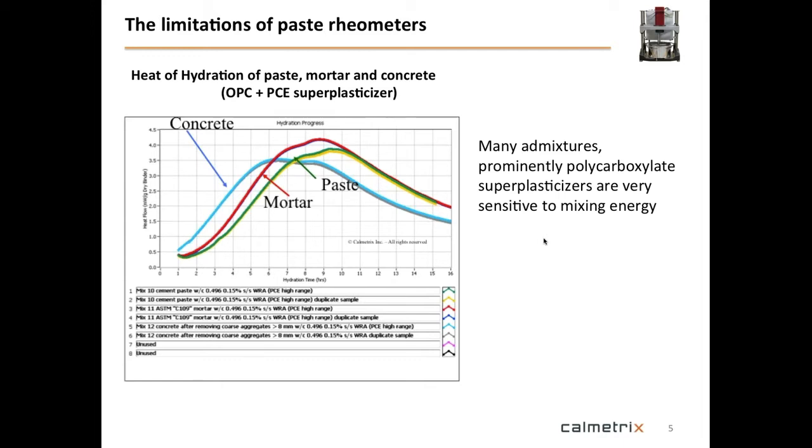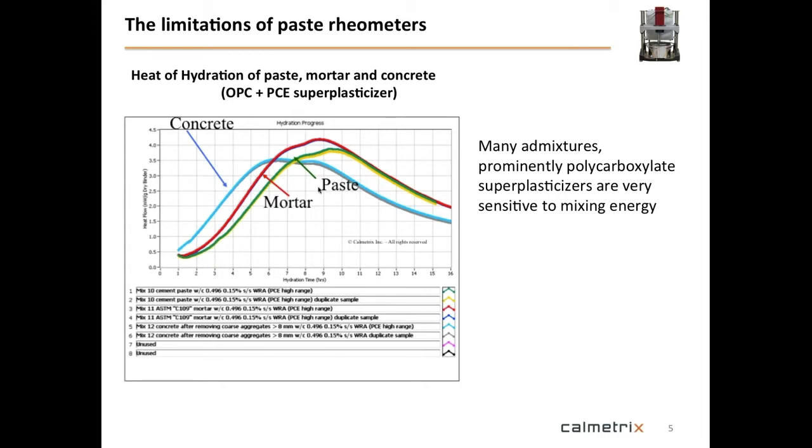And in this case, when you look at this curve that I show here, you will see three curves actually. You will see a paste curve, which is the green and yellow. So this is a paste with just a plain cement and an admixture. And then you would see the equivalent in mortar. So the same cement, same admixtures, but we added some fines to it, fine aggregates. And then you would see the same again in concrete, where we add the coarse aggregates to it. Again, same cement and same type of admixtures.